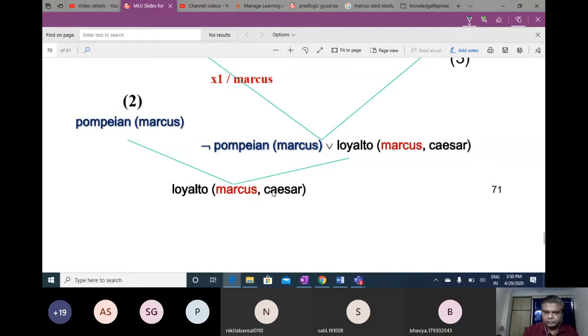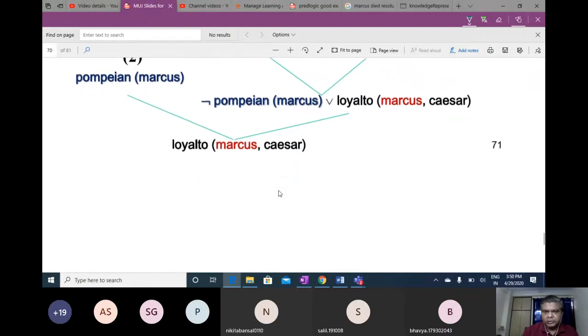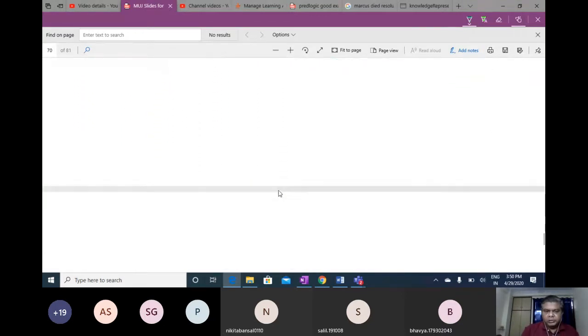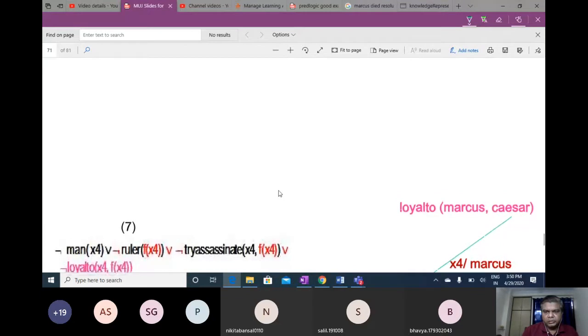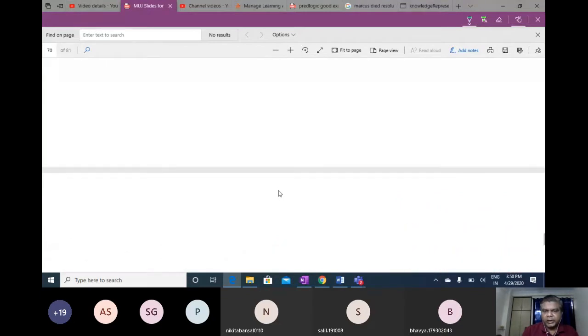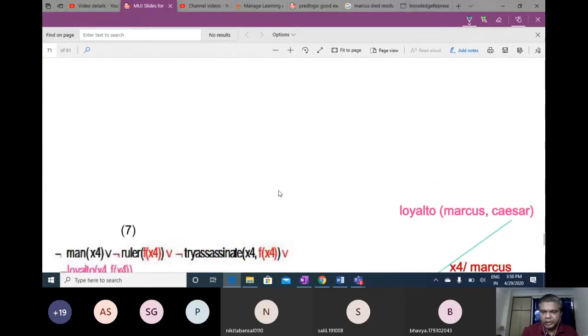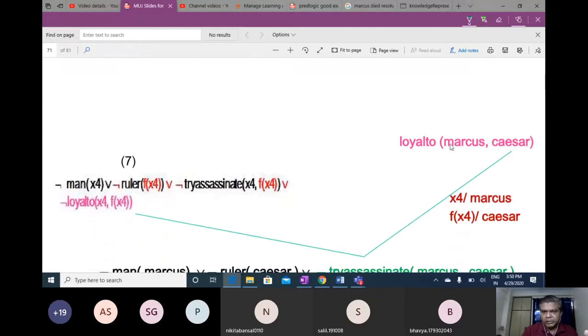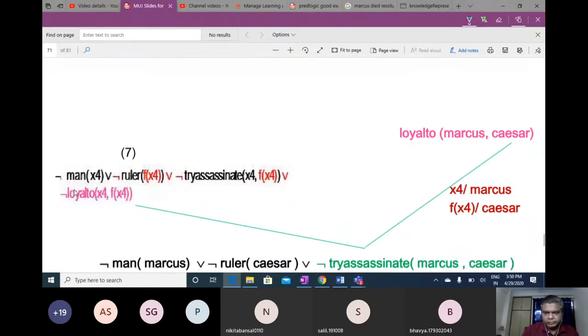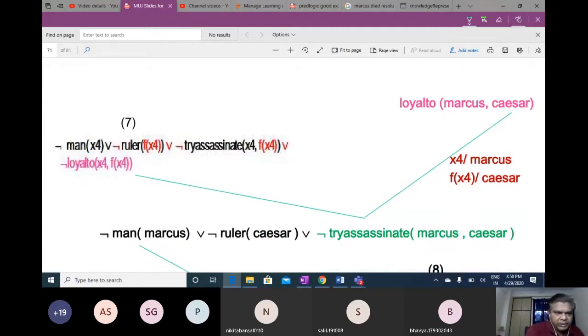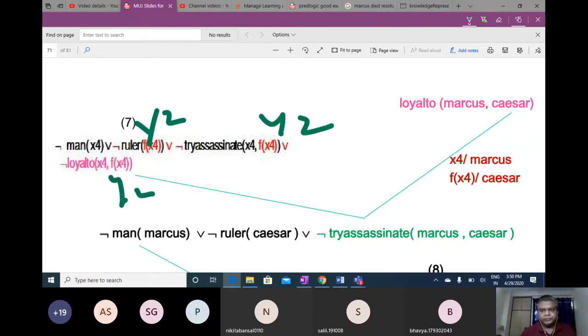Then we get loyal to Marcus Caesar. This is another one. But we already know, so here we considered y2, y2, y2. This fx4 is y2.